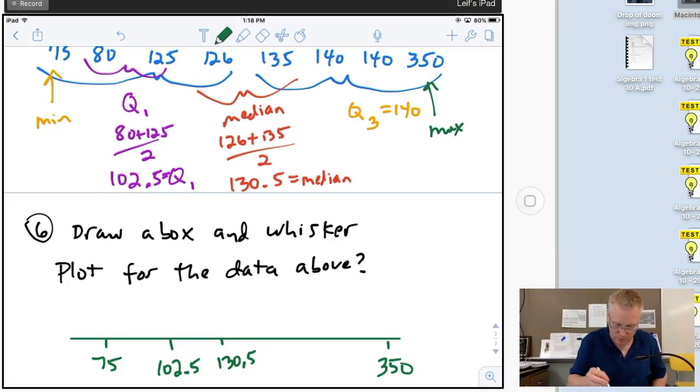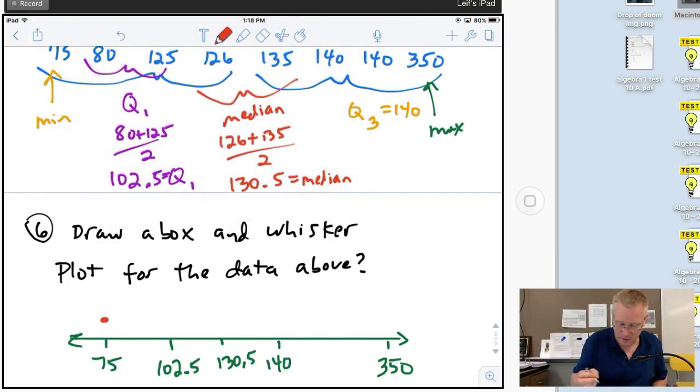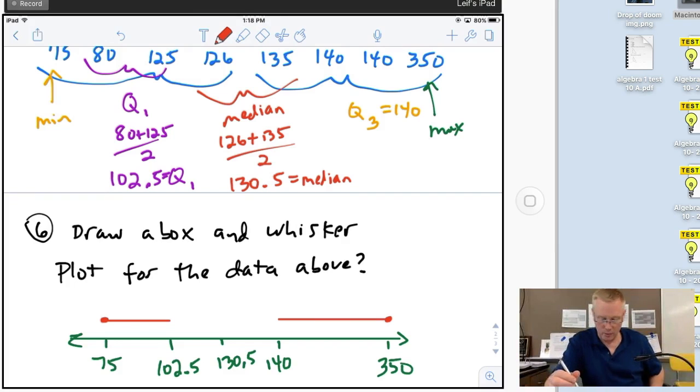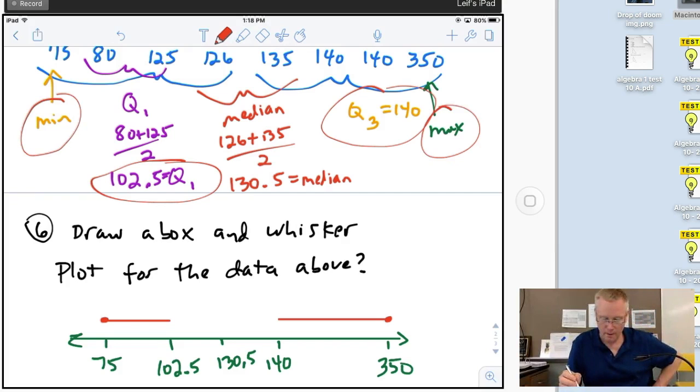So when I make my box and whisker next, I'm going to put, sometimes I have a dot there. This will be the whisker. It'll go up to there. The other whisker goes on the right side and starts at 350 and it'll go down to the 140, which is the Q3. Okay, so I'm using these numbers here so far, all right? And then between Q1 and Q3 is the box, okay? So between the 102 and the 140, I'm gonna make my box here, okay? This is the box, and I'm gonna connect them.